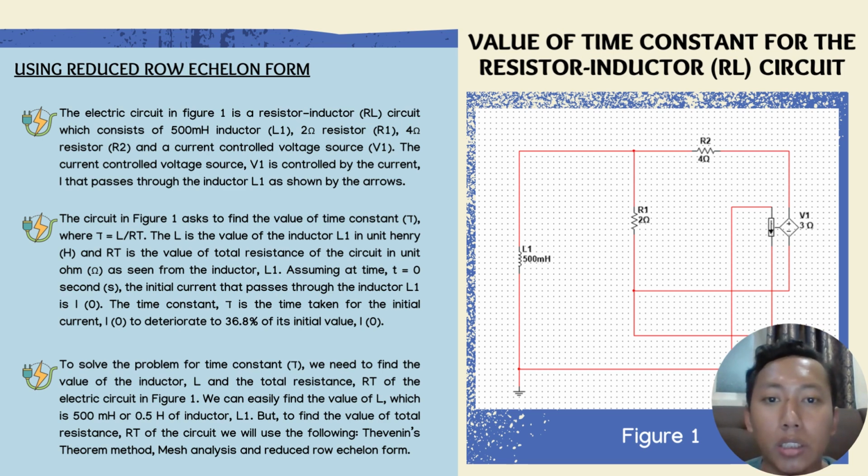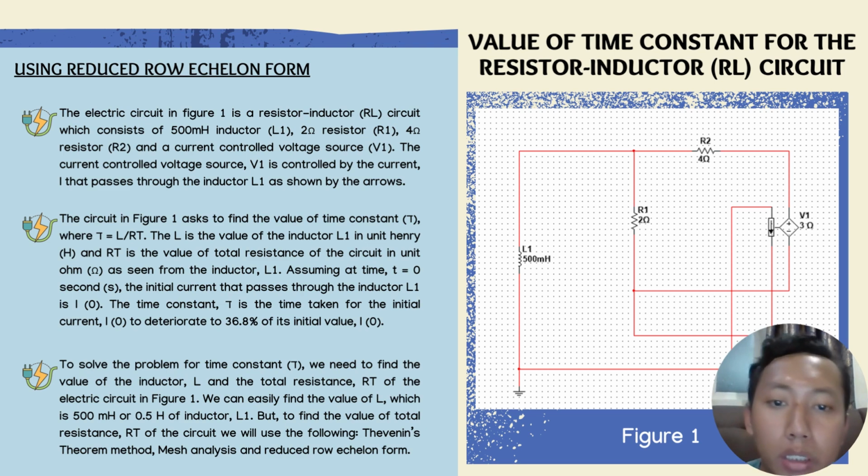The electric circuit in figure 1 is a resistor-inductor RL circuit, which consists of a 500 mH inductor L1, a 2 ohm resistor R1, a 4 ohm resistor R2, and a current controlled voltage source V1. The current controlled voltage source V1 is controlled by the current I that passes through the inductor L1, as shown by the arrows.